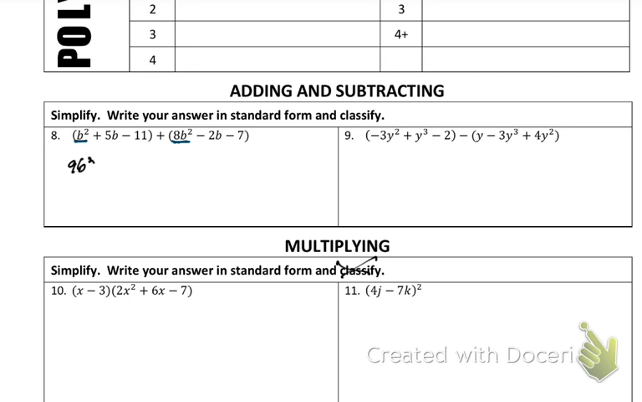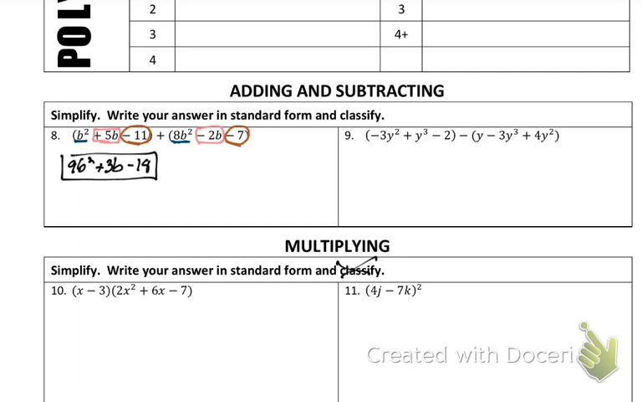We'll go to our next one, which is our 5b. It's a positive 5b minus 2b. I believe that would be a 3b, unless my math is terribly wrong today. And then finally, we're going to have a negative 11 and a negative 7, negative 11 plus negative 7, because we're attached by that plus. So we're going to have a negative 18.